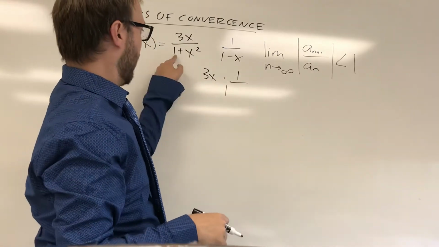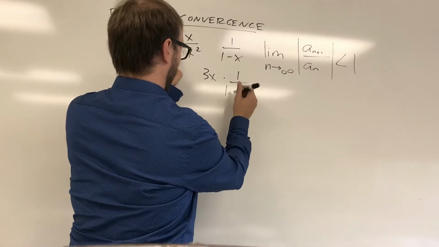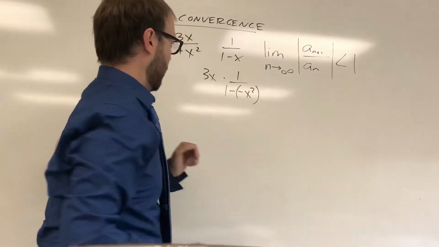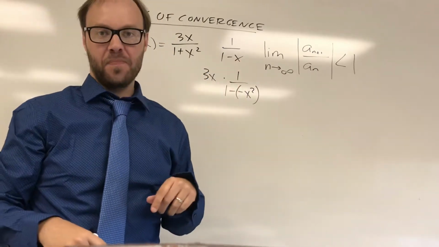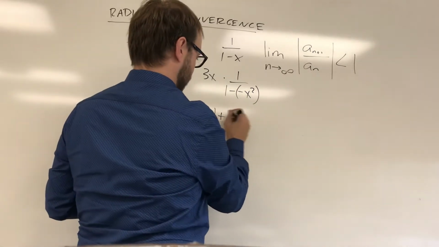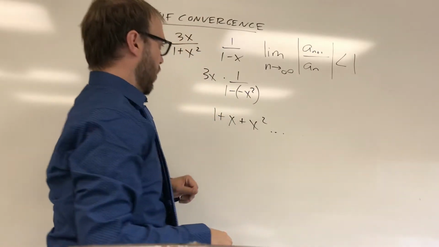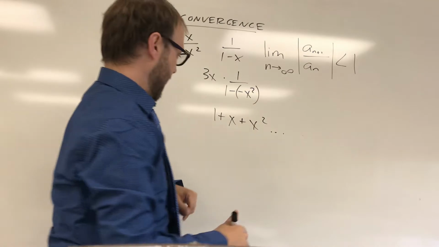Remember, I want it to be 1 minus whatever my input is. So I'm going to rewrite this as 1 minus negative x squared. Okay, so we're replacing an input of x with a negative x squared. The normal series 1 over 1 minus x would be the geometric series 1 plus x plus x squared and so on. We're replacing the inputs here with negative x squared.